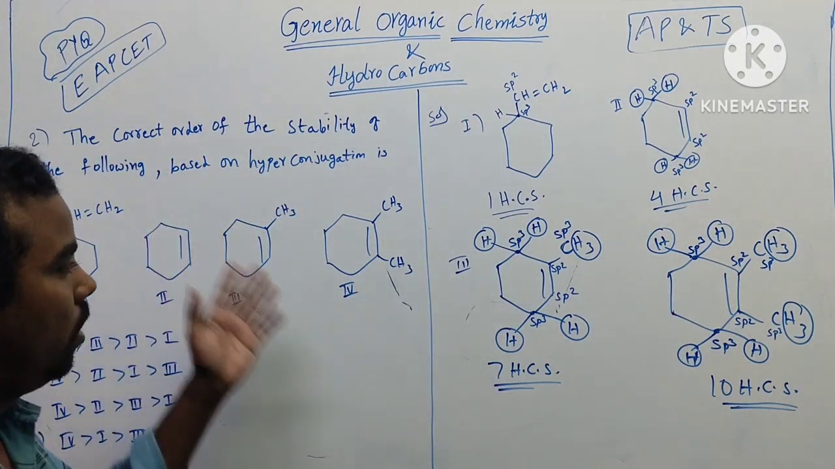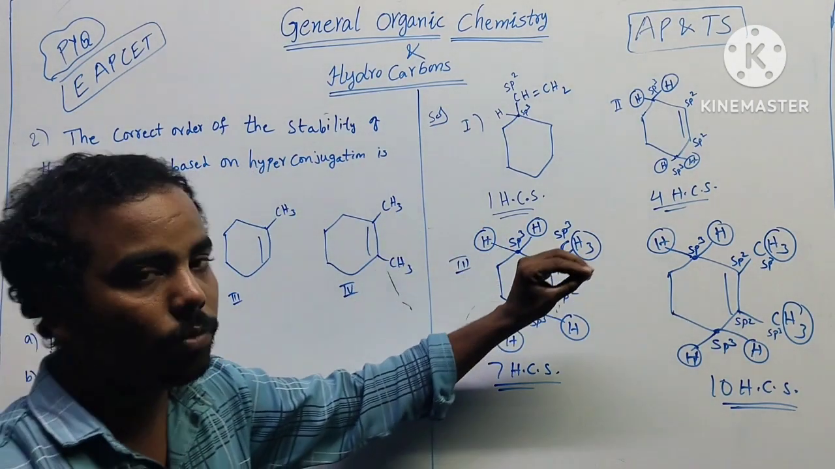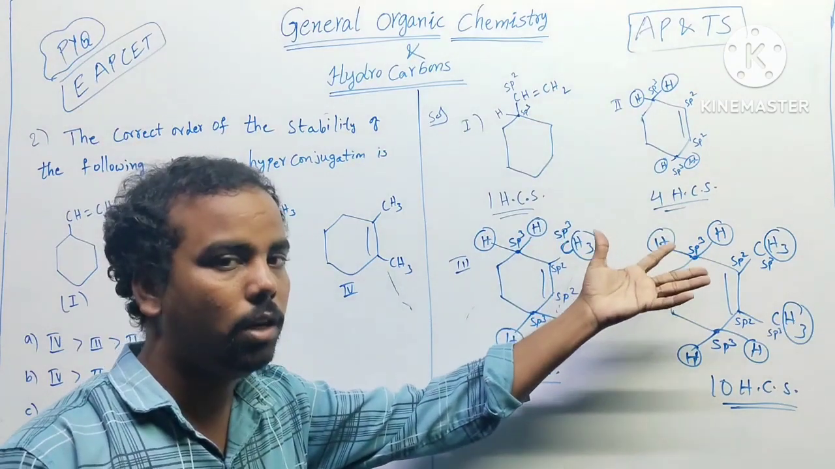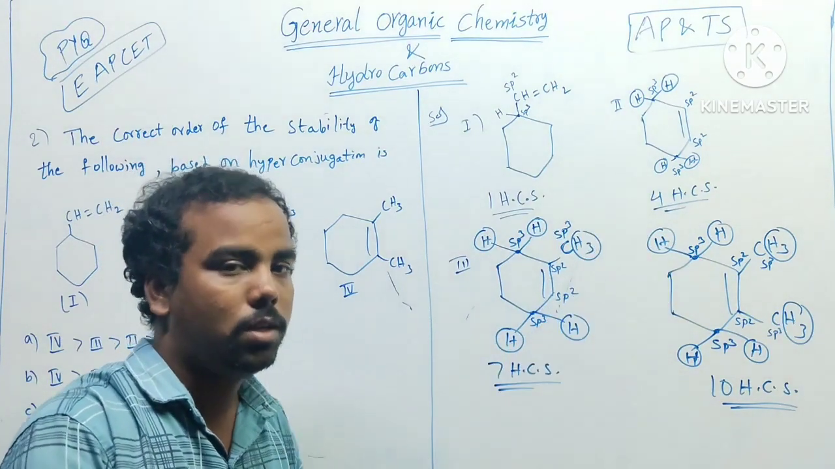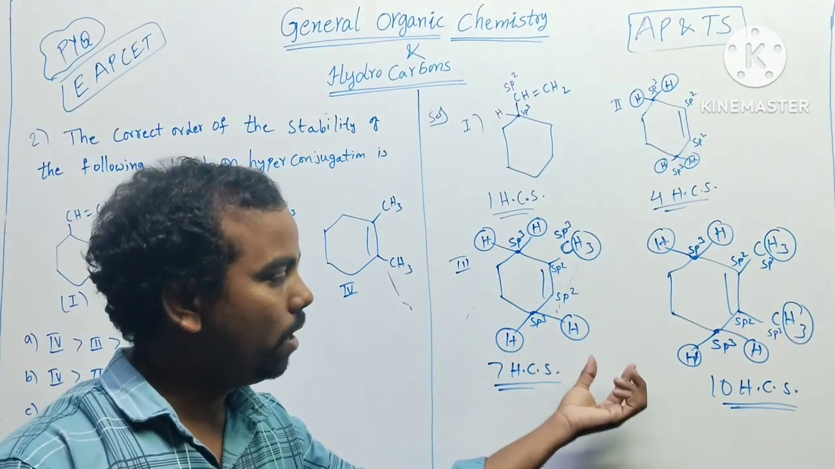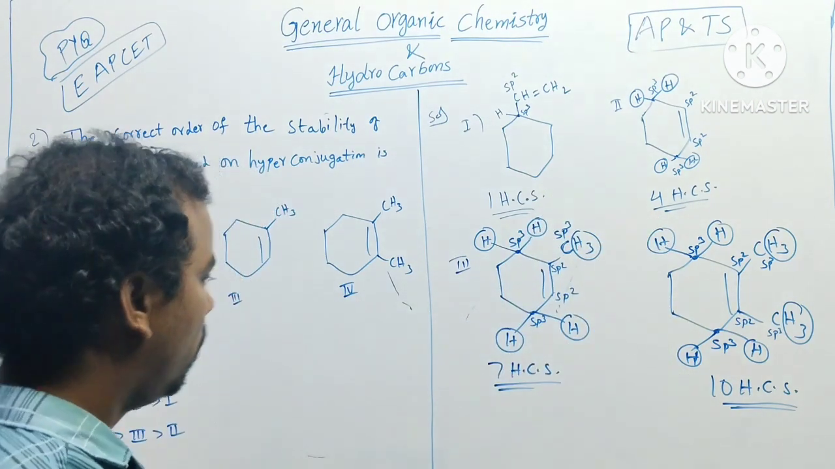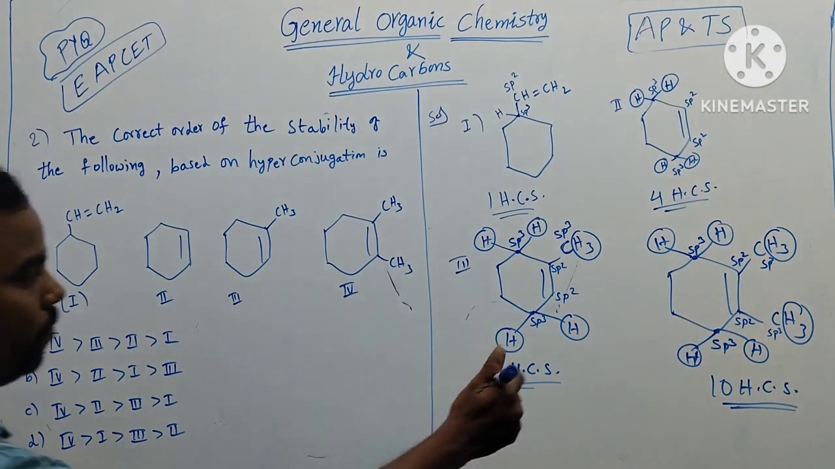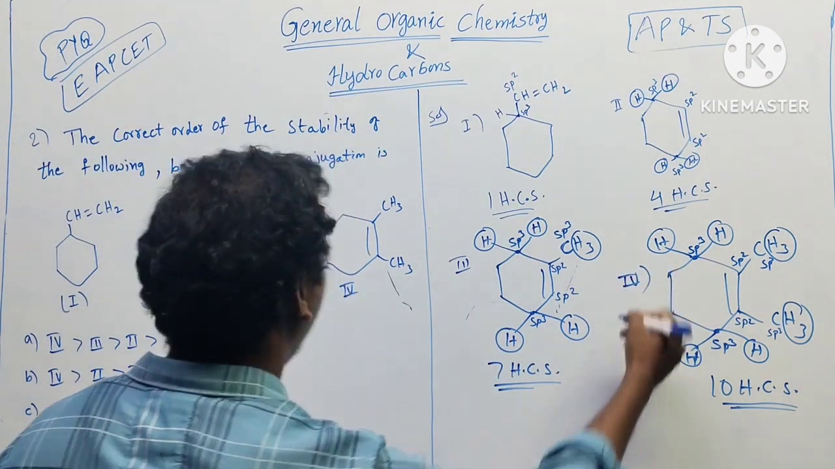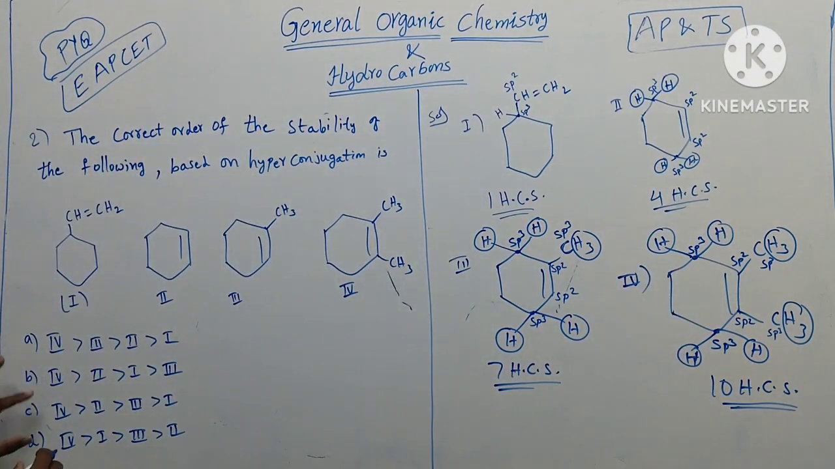So according to the hyperconjugative structures, the more hyperconjugative structures, the most stable. So 10 hyperconjugative structures, so the fourth one has high hyperconjugation. So the fourth one is greater.